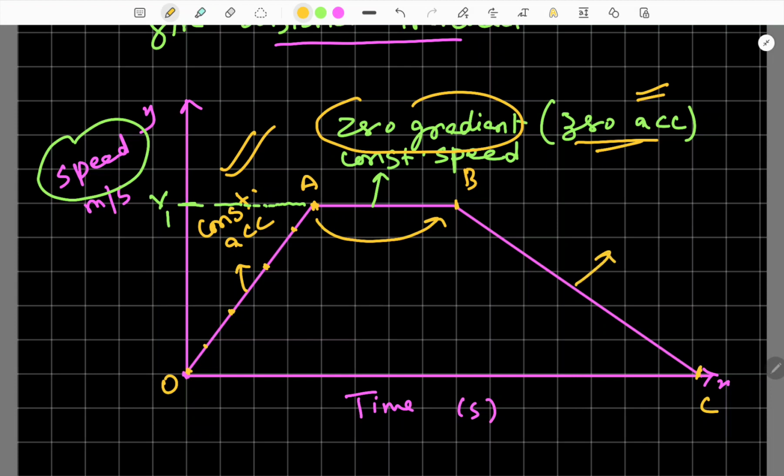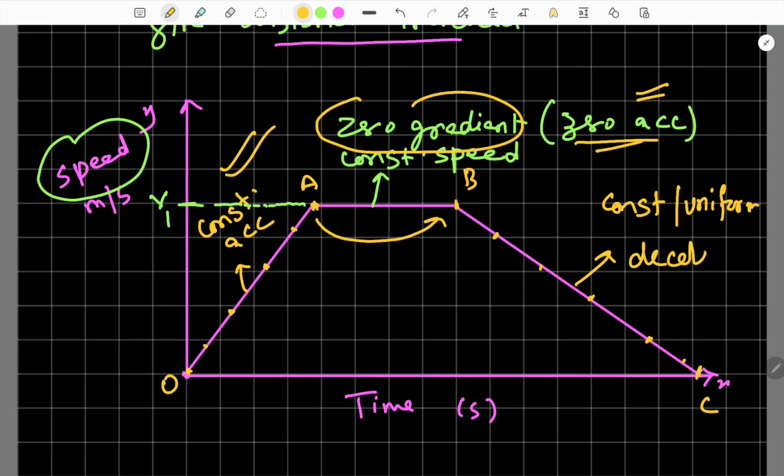Okay. Coming to the third part of the journey, BC. Again beta, it's a straight line. It has a slope but a negative gradient, right? And there are infinite points on the straight line, so again it would have a constant gradient, right? So gradient shows acceleration, but negative acceleration is what? Deceleration.